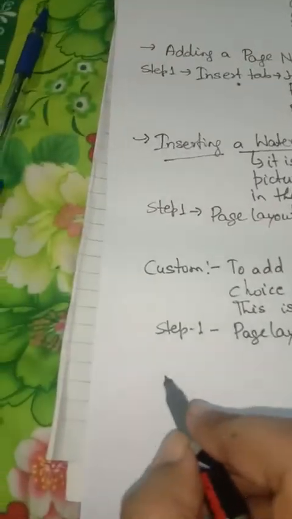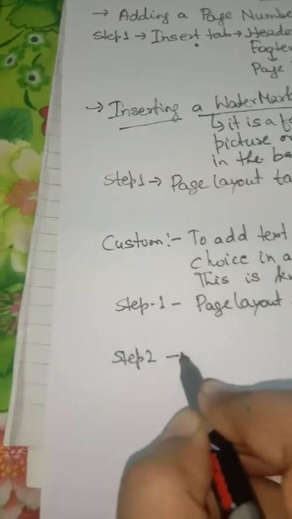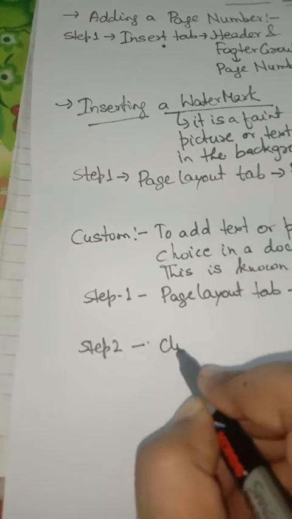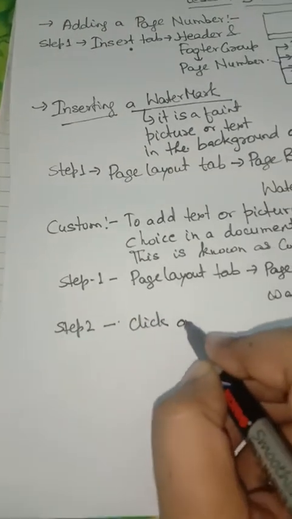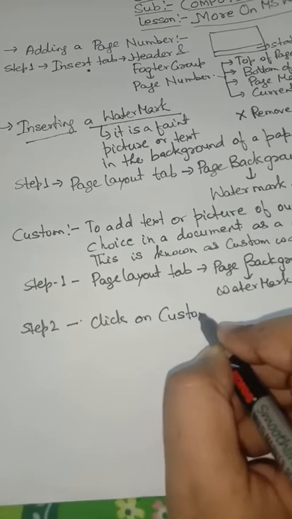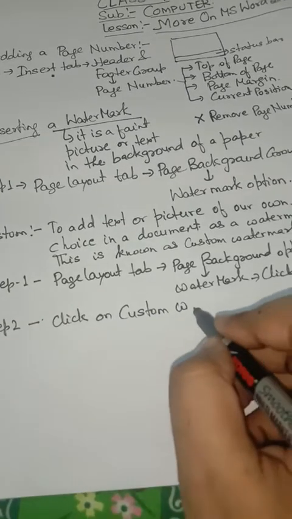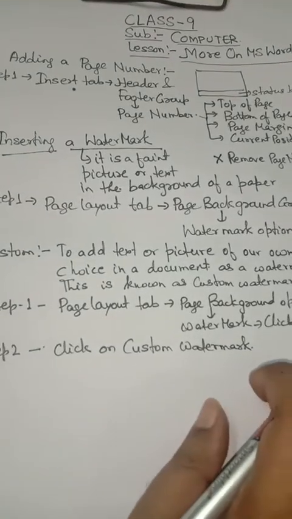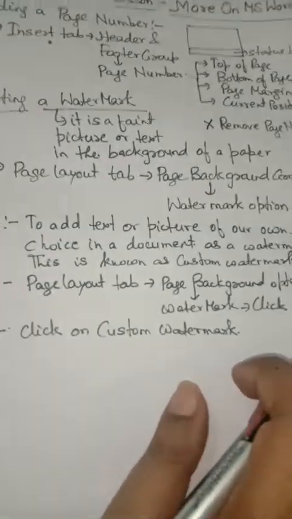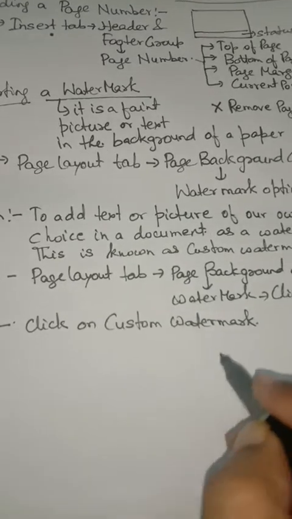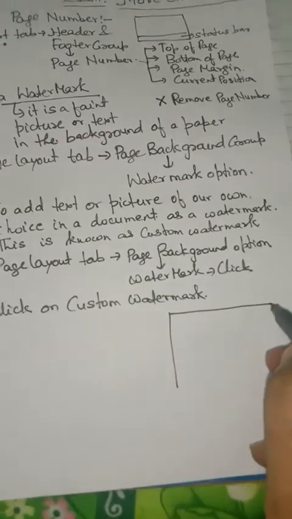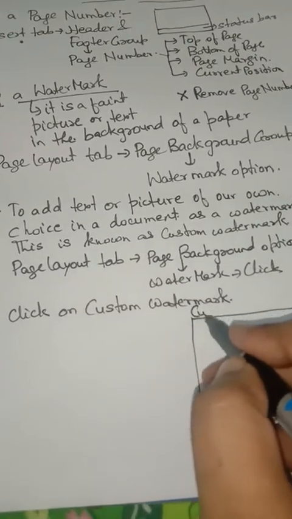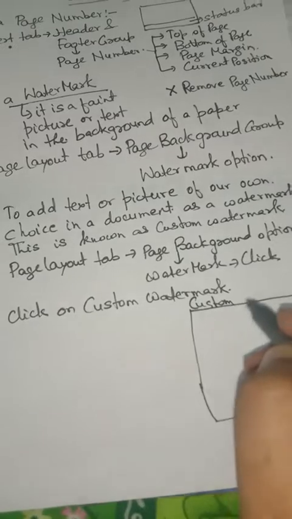Now what is step 2? Step 2 is to click on custom watermark. From the watermark, click on custom watermark and a dialog box will appear. A window of custom watermark will appear in the following way. Here it will be written custom watermark.